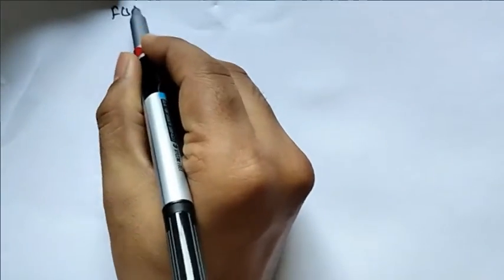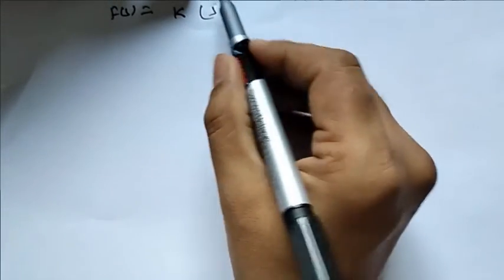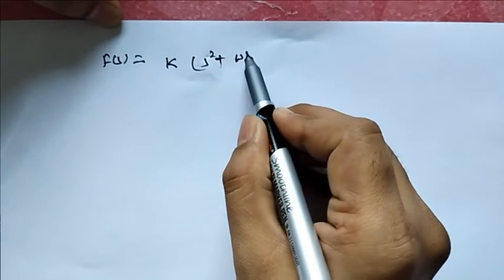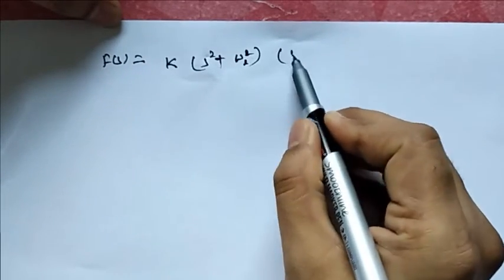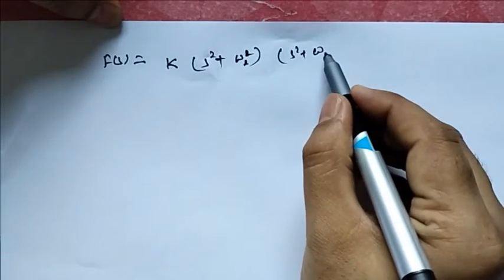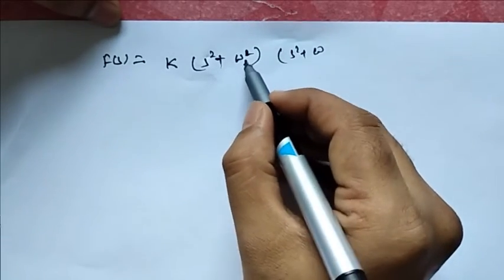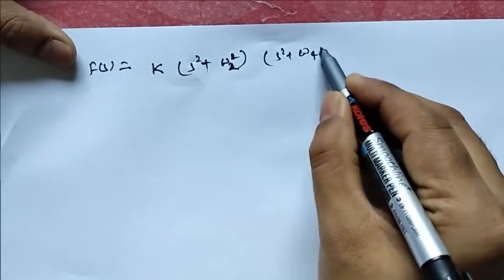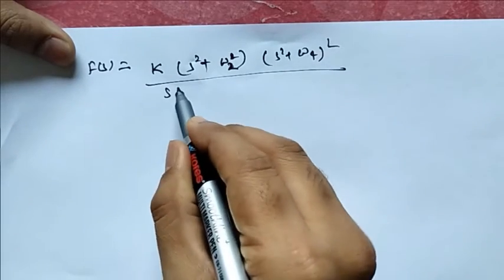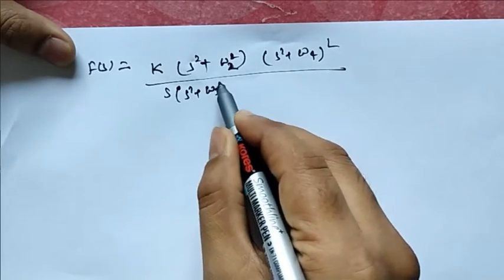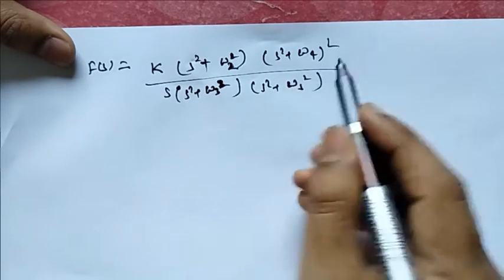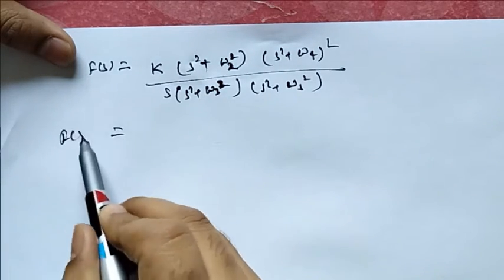Now F(s) equals k times (s square plus omega 1 square)(s square plus omega 2 square)(s square plus omega 4 square) by (s square plus omega 3 square)(s square plus omega 5 square).